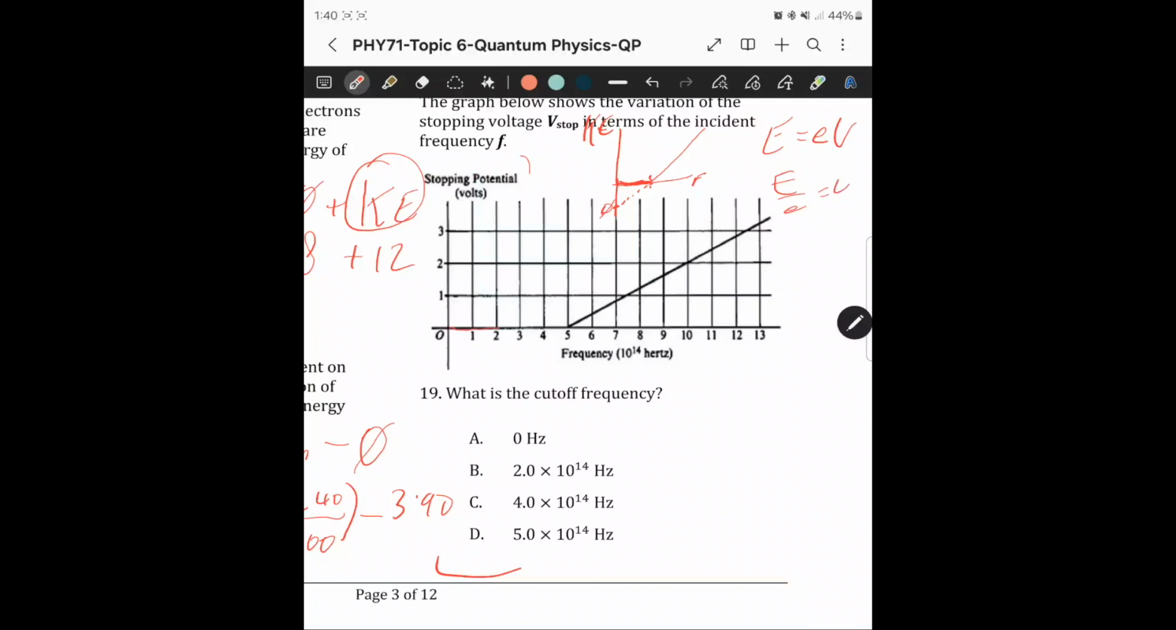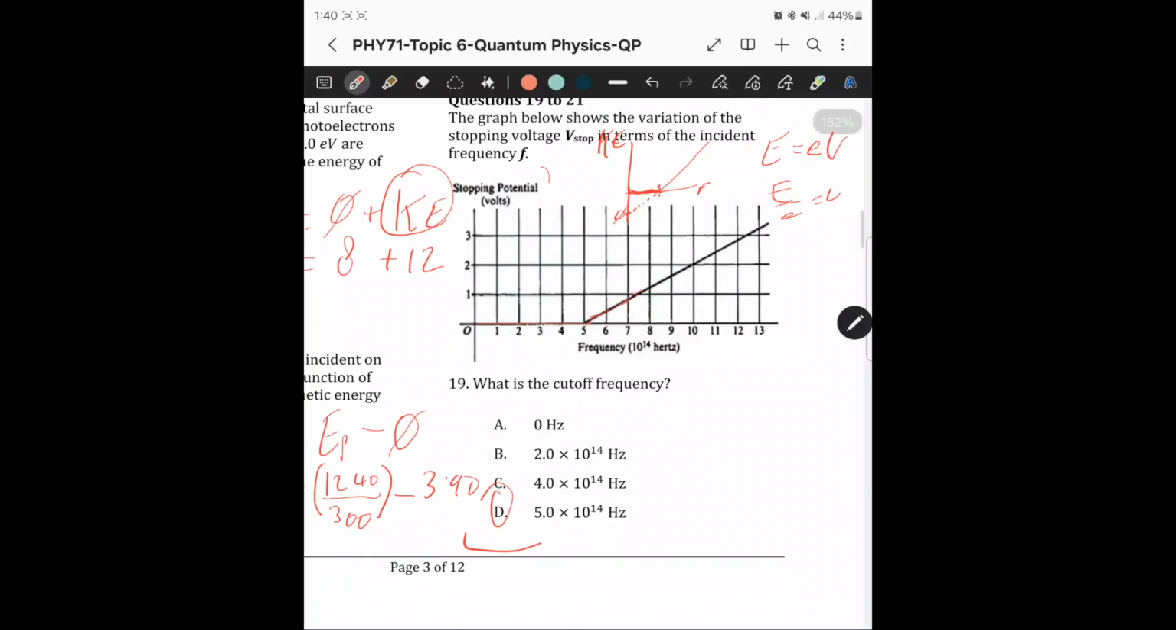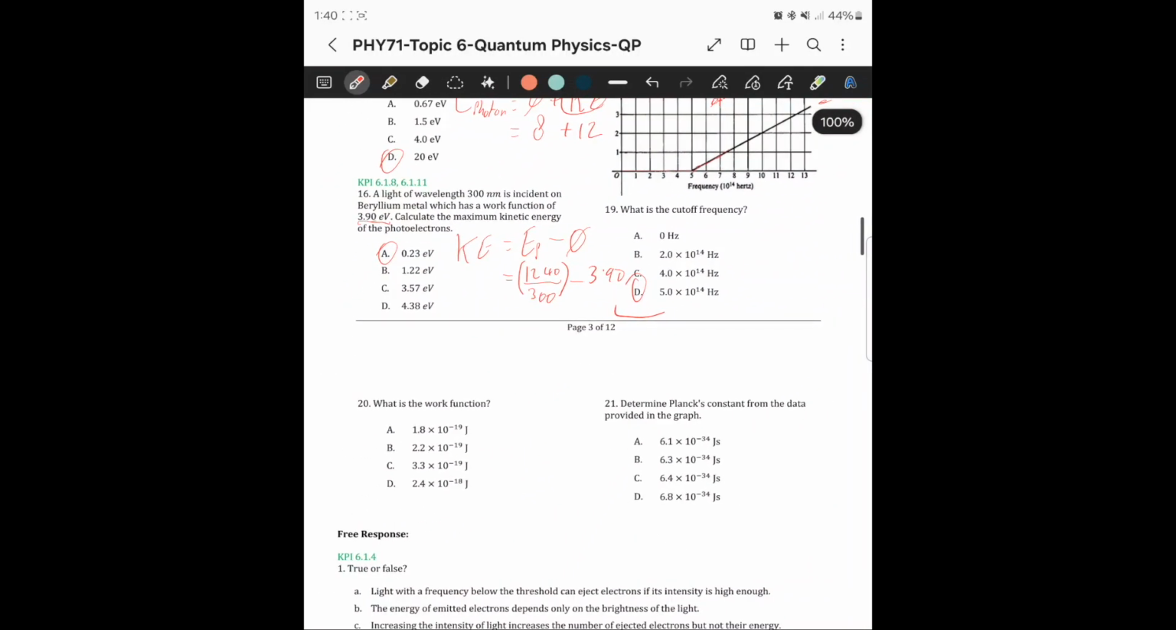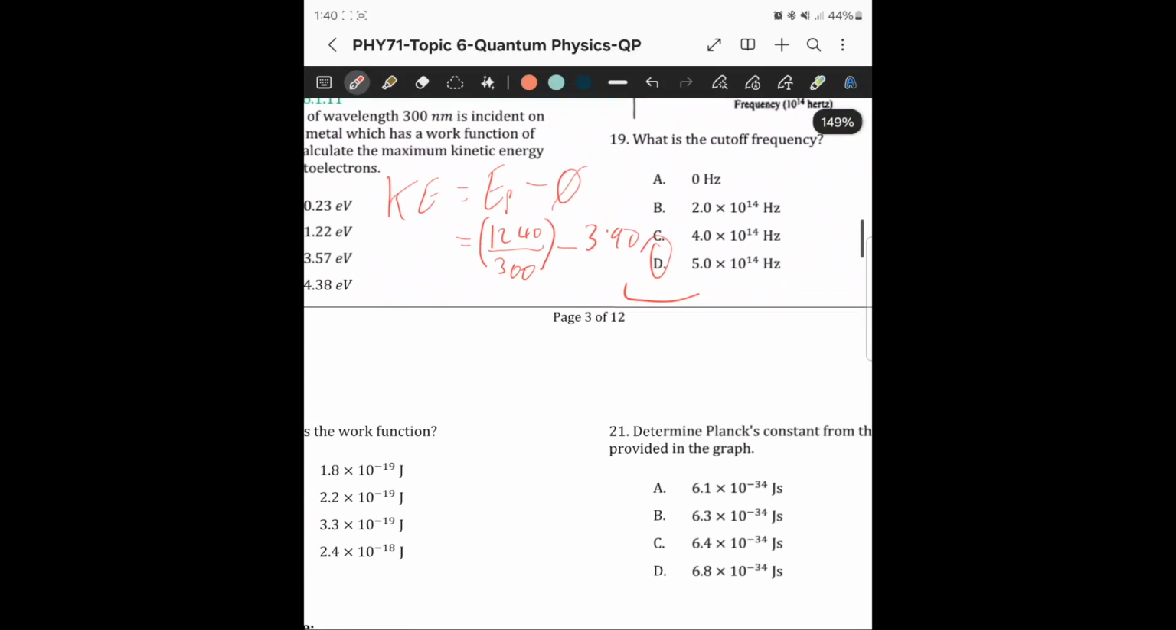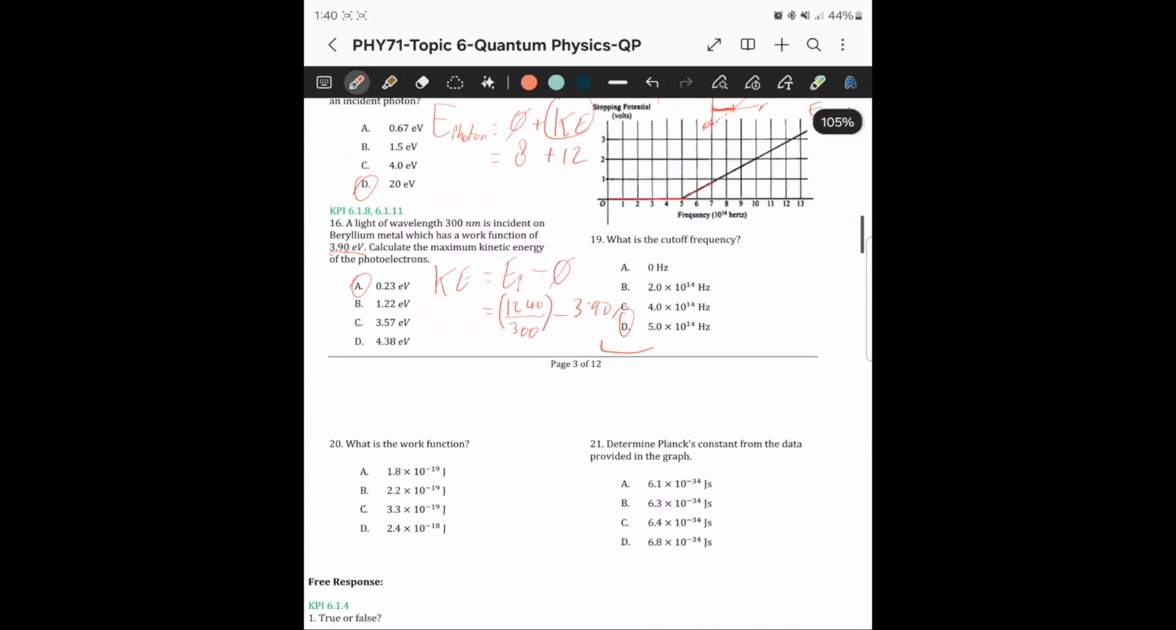What's this? This is nothing happening until we reach 5. When I reach 5, I start to see the photoelectric effect taking place. So the answer directly will simply be D, which is 5. Okay, very nice. Now, moving on over here. What is the work function? So the work function, if this one over here, we can go ahead and figure it out.